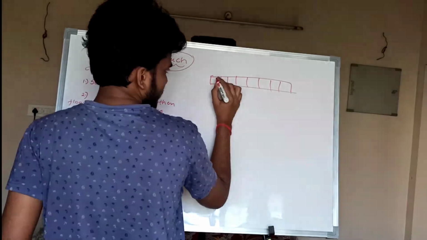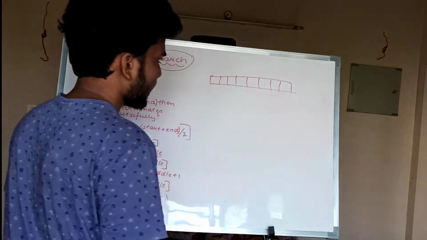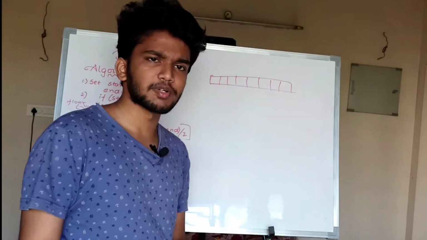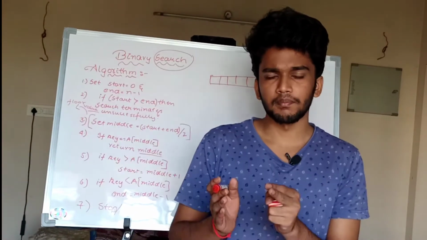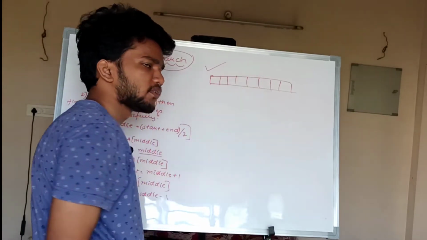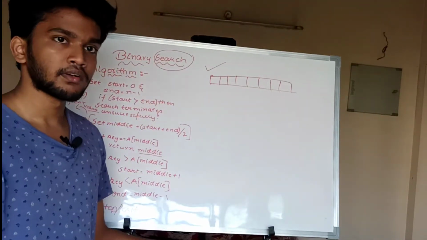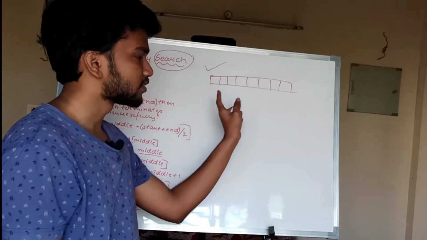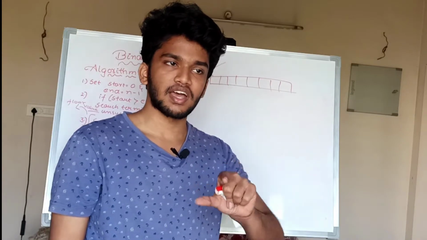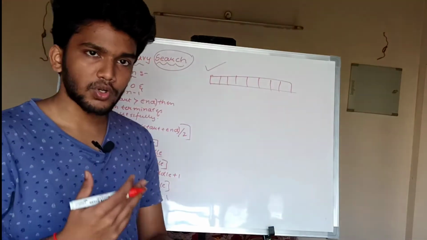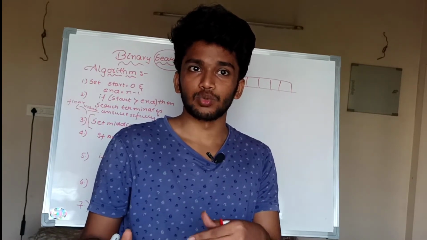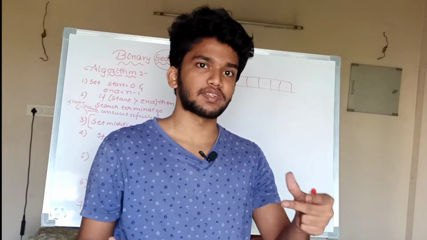I will take a list of elements here, and the condition for binary search is that every array we take must be in sorted order. The elements must be in sorted order. Why? Because it only works when the elements are sorted. Obviously we also have linear search, but linear search has some disadvantages. Even for a sorted array, it will compare all the numbers present in the array, so it would take more time. The time complexity is more.